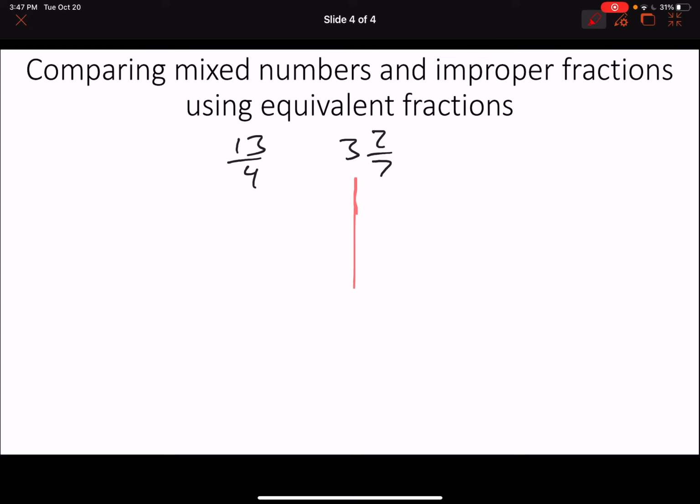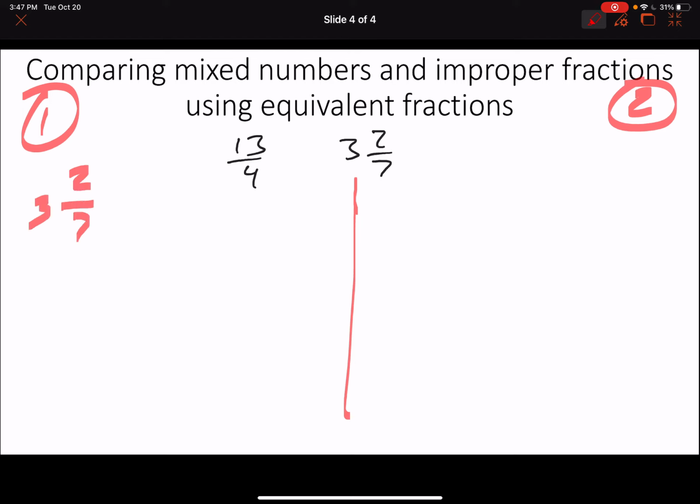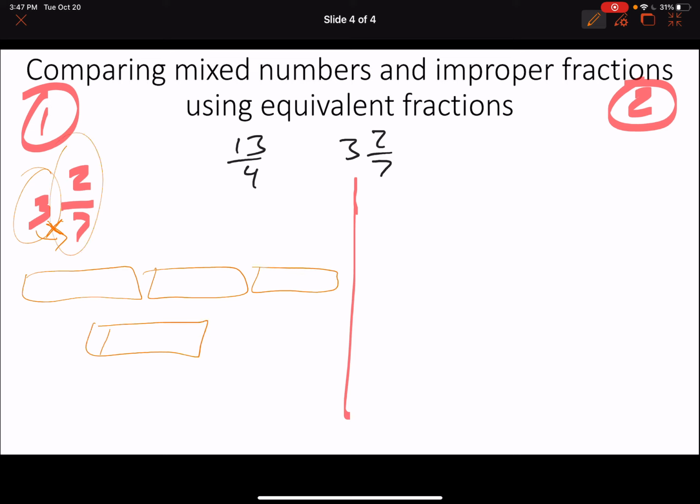Okay, now, we're looking at comparing mixed numbers and improper fractions using equivalent fractions. Now, there's two different ways we can do this. So first way, I take 3 2/7 and I change it into an improper fraction. How do I do that? Well, what does the 3 mean? The 3 means I have 3 wholes that are divided into 7 pieces. What does this fraction mean? It means that I have an extra little bit right there.